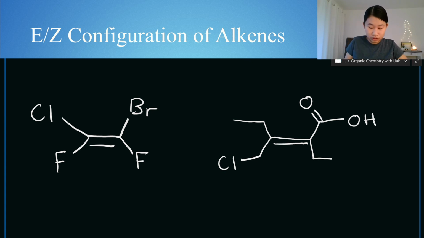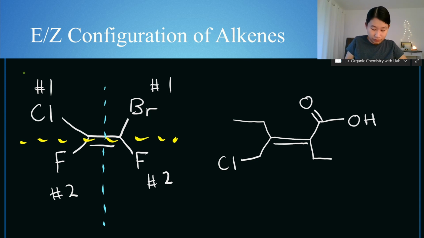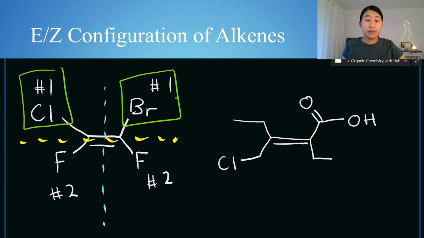Alright, so again, we're going to split this double bond with a vertical line, then we're going to assign priorities on each side. Chlorine versus fluorine. Chlorine gets priority number 1, fluorine gets priority number 2. Next side, bromine versus fluorine. Bromine will get priority number 1, fluorine will get priority number 2. Next, we'll draw a yellow line and circle our priority number 1s. The groups with priority number 1 lie on the same side of the yellow line, and thus this alkene will have a Z configuration.